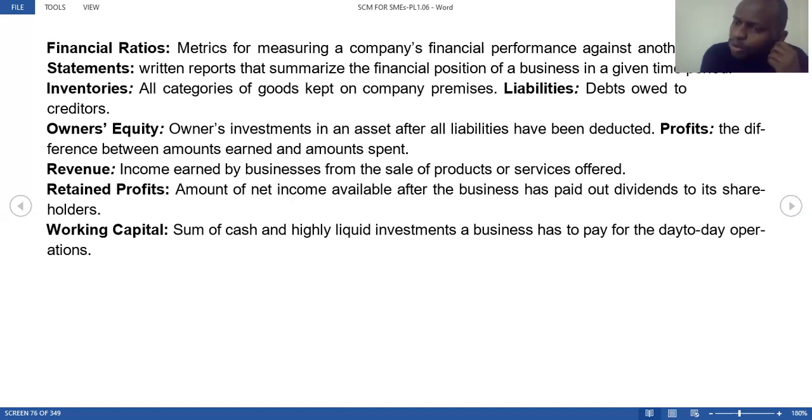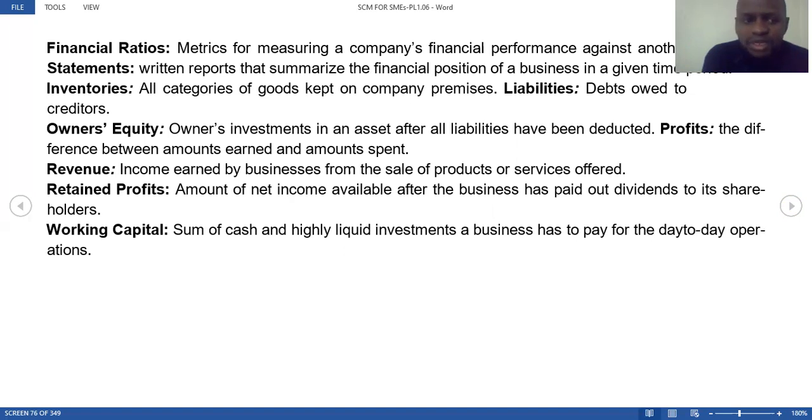Liabilities, these are debts owed to the creditors. So the money that you owe the creditor is referred to as a liability, because that is something that you have to pay, regardless of whether the business is doing good or bad. Then you have the owner's equity. This is the owner's investment in an asset after all liabilities have been deducted. So this is the money that you remain with after you've paid all your liabilities to the creditors.